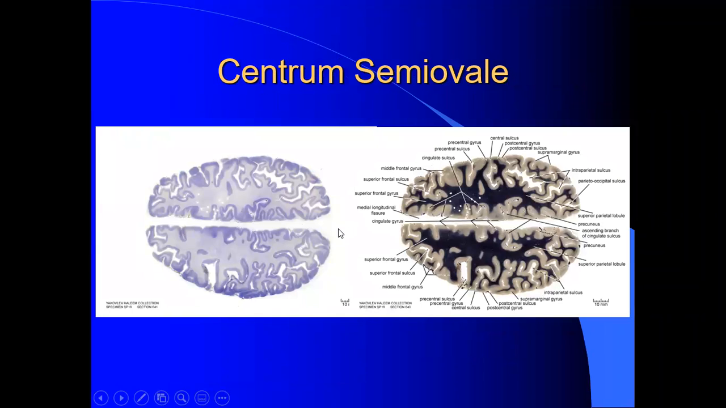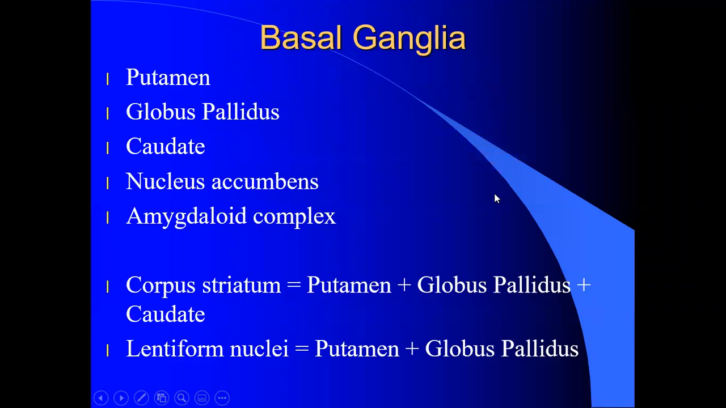All right, we're in the home stretch now. We're just looking at pictures. Centrum semiovale, the central, the semi-round, semi-oval, right? The semi-oval center. Right. Basal ganglia, and we're going to have lectures on the basal ganglia. Believe me, we'll cover them in detail. We're not learning them today. We're just looking at how they're situated in the cerebral hemispheres.